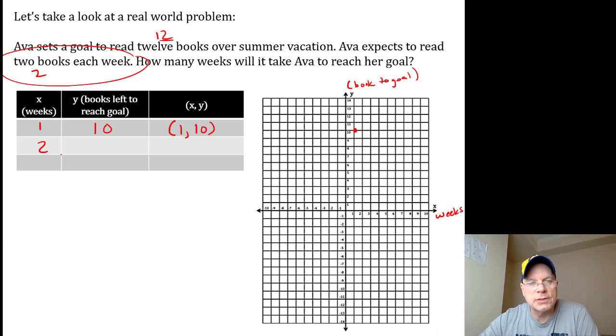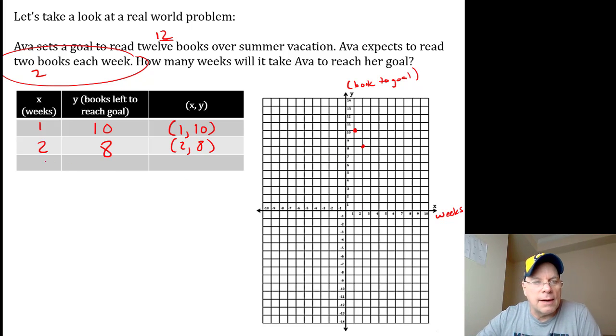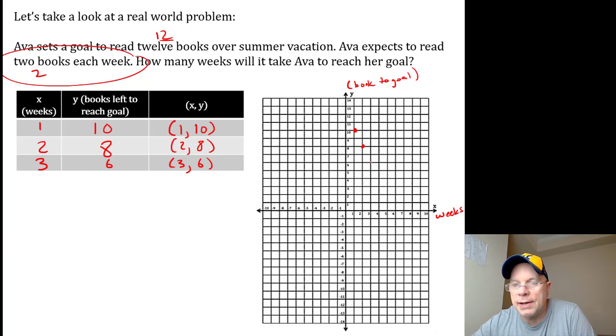After 2 weeks, she will have read 2 more books than after 1 week, so she will have 8 books left. (2, 8). 2 to the right, up 8. After 3 weeks, we can decrease this again by 2 books because she will have read 2 more books. (3, 6). 3 to the right and up 6.